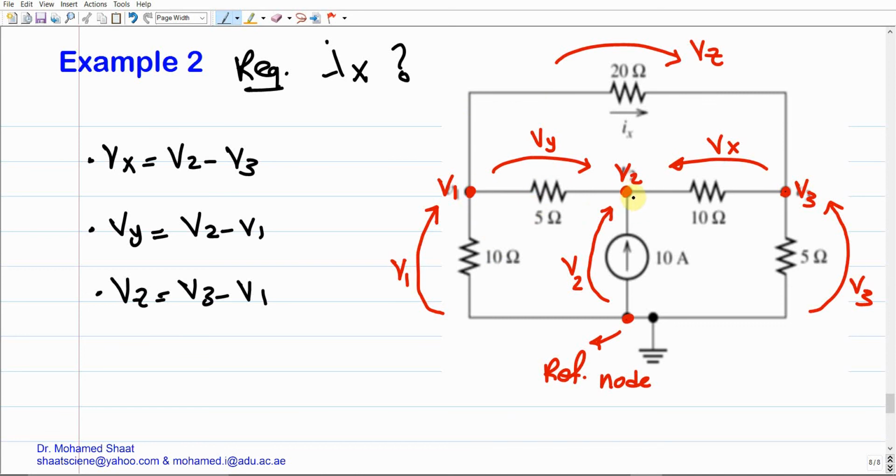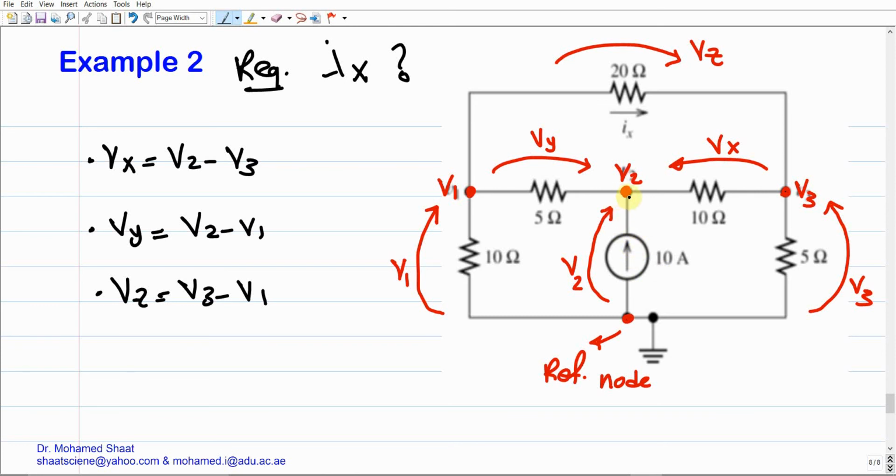But if you look at node 2, it has a current source, right? It is one end of the current source, but this one is not a voltage source. We are pretty sure of the current over this branch, it is already 10 ampere, right? So that's why we can write Kirchhoff current law at this moment for node 2.